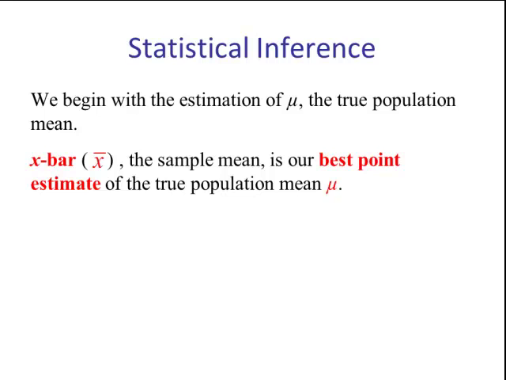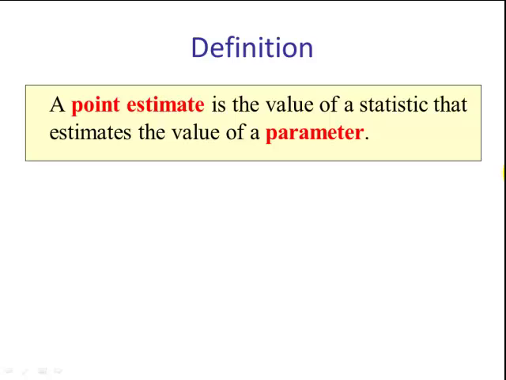X bar, denoted with X with the line above it, the sample mean, is our best point estimate of the true population mean, mu. Definition: a point estimate is the value of a statistic that estimates the value of a parameter. So, the point estimate X bar is a statistic. It comes from a sample that will estimate the population mean, which is a parameter.